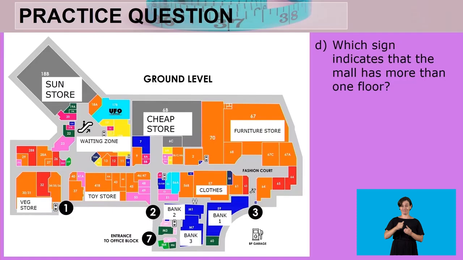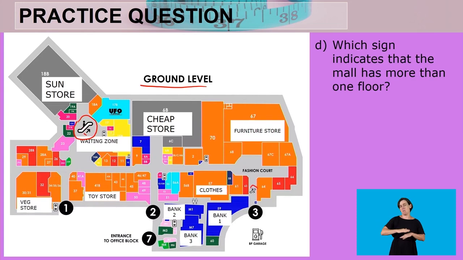Then the next question, which sign indicates that the mall has more than one floor? A sign, not a word. So the words that say ground level do indicate that there is another level apart from the ground one. But they want a sign, not a word. So which sign indicates that there is more than one floor? This is the sign of an escalator, that has an arrow indicating that it's an escalator going up.